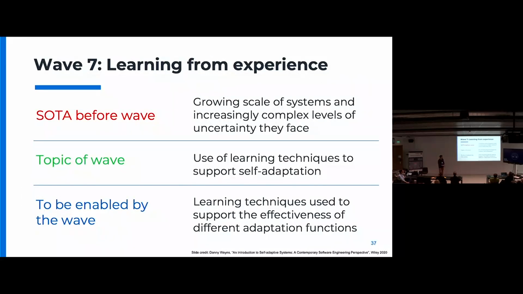Okay, now learning. That's one of my favorites. I do research on that together with Elvin here, who started his PhD.